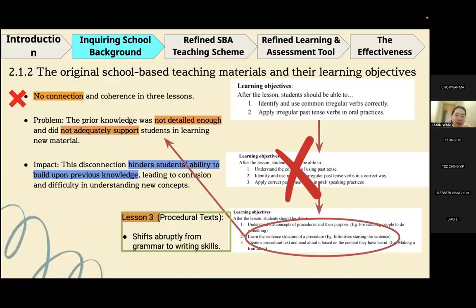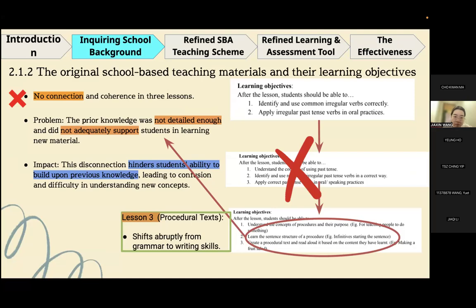In a summary of the 3 lessons, we can see there's no connection and coherence across the 3 lessons. The problem here is that the prior knowledge was not detailed enough for students, and students are not adequately prepared to learn new materials, such as writing a procedure text. And this disconnection may hinder students' ability to build upon previous knowledge.